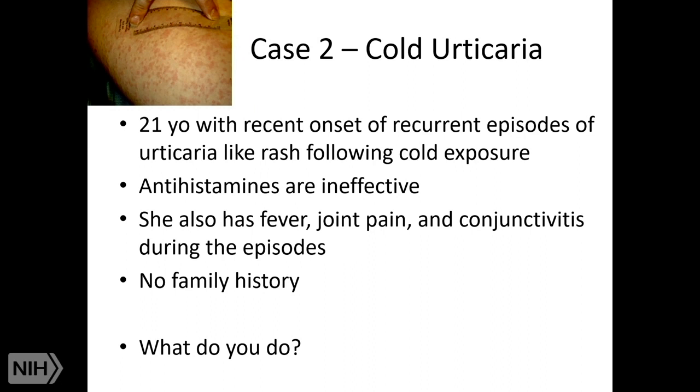The second case is an adult with cold urticaria who just developed urticaria at 21 years of age. The patient has been seen by several doctors and given antihistamines for hives, which are not working, and also has a lot of other systemic features like fever, joint pain, and conjunctivitis. But this patient has no family history at all. So what's going on here? What do we do? Is this a patient where genetic testing would be helpful? And if it is done, will it end up being helpful? We'll come back to them later.